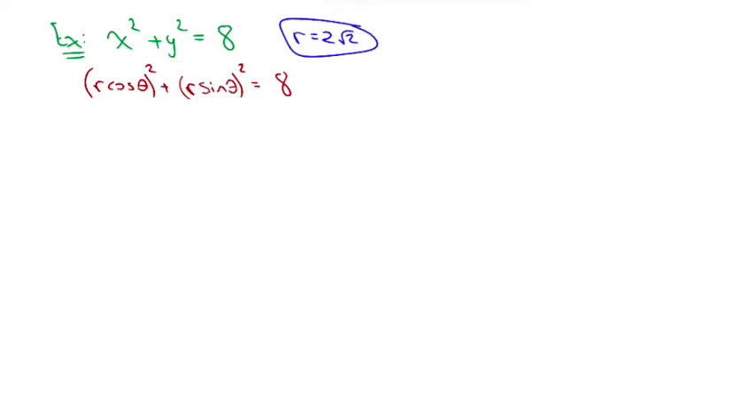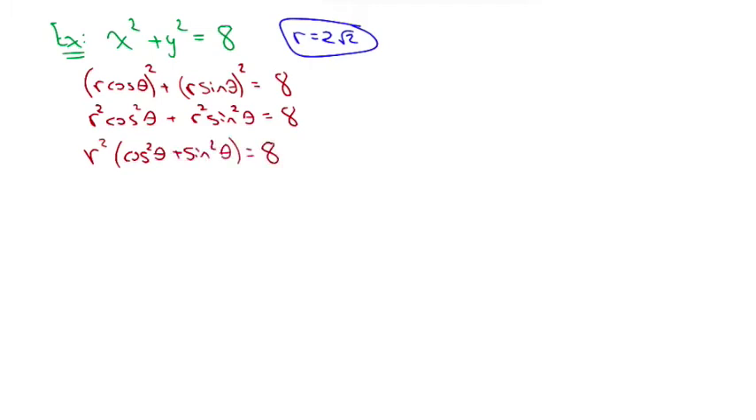What's r cosine theta all squared? R squared cosine squared theta. First one squared, second one squared. So therefore the next one becomes r squared sine squared theta, equal to 8. Okay, then what? Take out your r squared. Left behind is cosine squared theta plus sine squared theta, and that equals 1. So you get r squared is equal to 8. Therefore, the equation of a circle in polar form is r equals 2 square roots of 2.